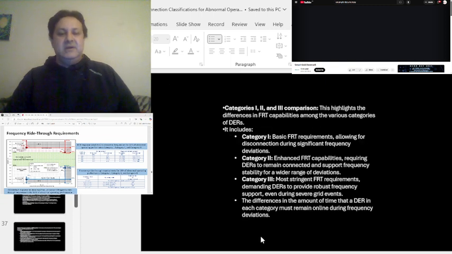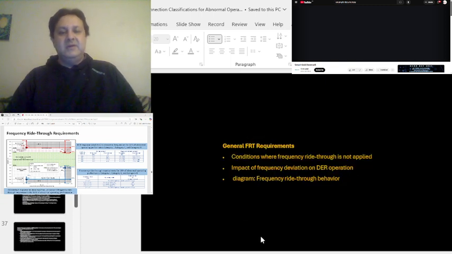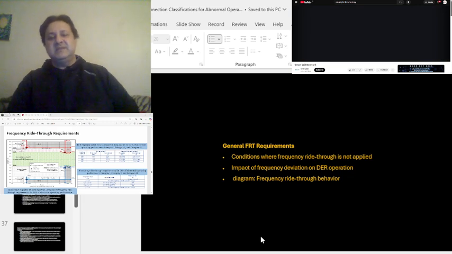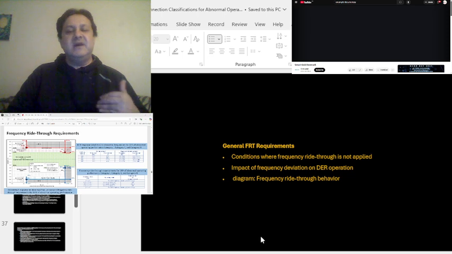Okay, now for general FRT requirements, conditions where frequency ride through is not applied.